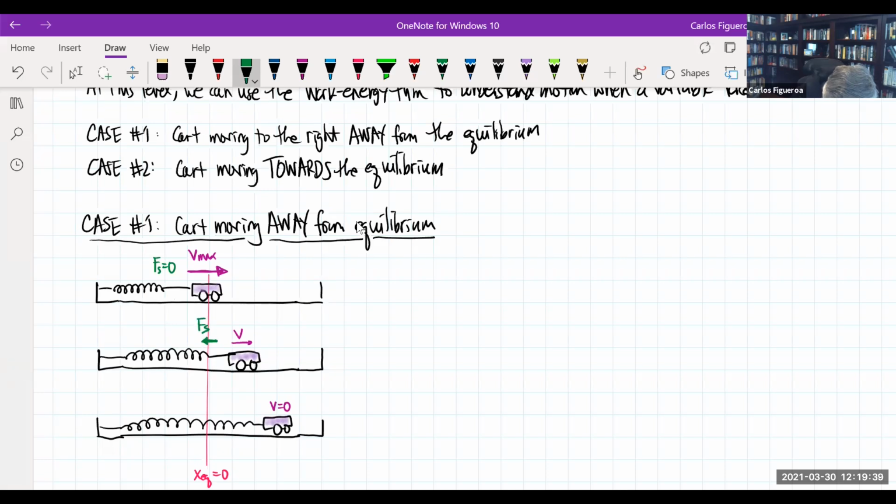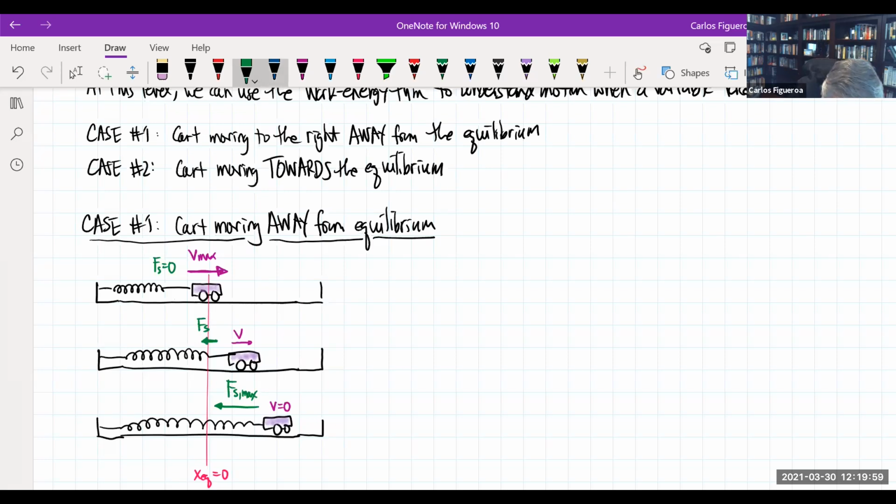There's a spring force that's in the opposite direction, so it's got to be working to reduce its kinetic energy. And when it gets to the point where it stops, that means I'm farther from the equilibrium, so I should have maximum spring force at that point.